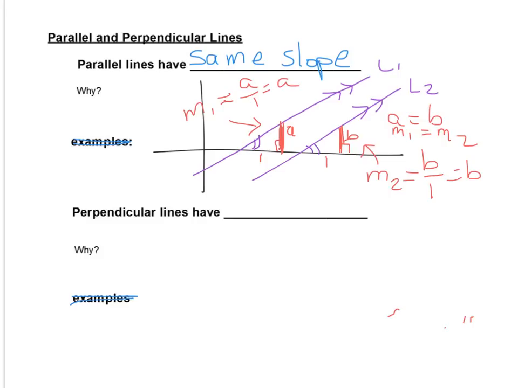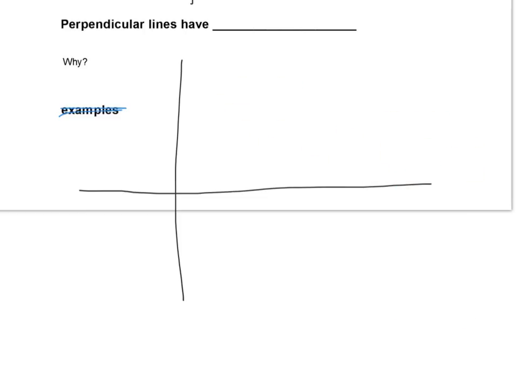All right, so perpendicular lines. All right, excuse the jump. Perpendicular lines have the opposite reciprocal slope.